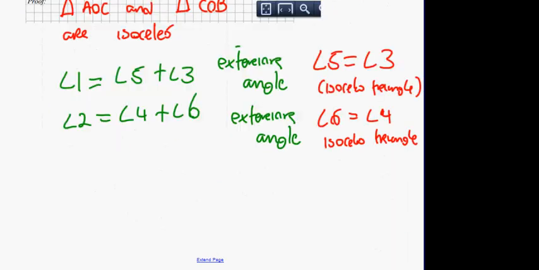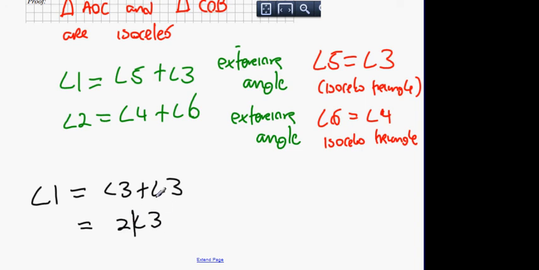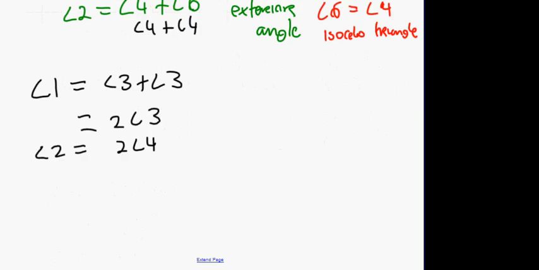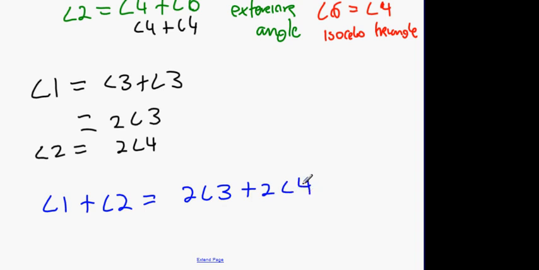It means that angle 1 now equals angle 3 plus angle 3, which is 2 times angle 3. You got it? 2 times angle 3. And what about angle 2? It's now going to equal angle 4 plus angle 4, which is 2 times angle 4. Now, this means angle 1 plus angle 2 equals 2 times angle 3 plus 2 times angle 4.